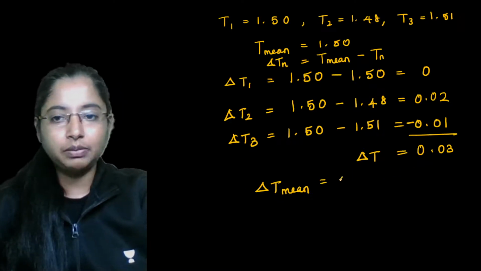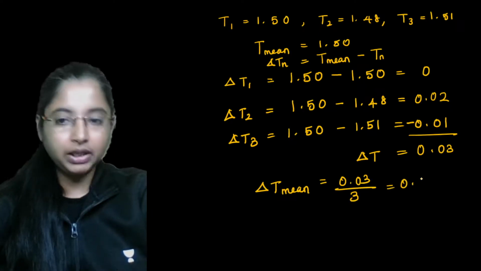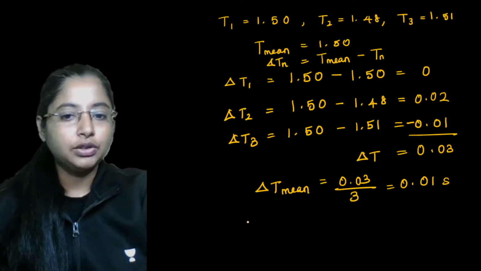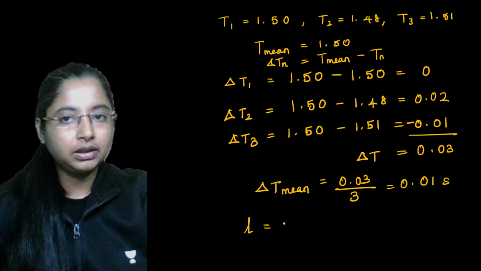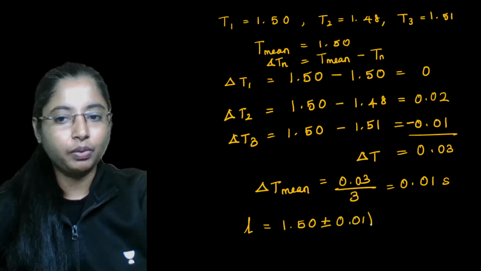And so that's nothing but 0.03 divided by 3. So that ends up being 0.01. Thank you, Akshay. That is mean absolute error. Okay, so from here you can give the answer as 1.5 being the mean value, 1.50 plus or minus, because we are giving up to 2 decimal place values, 0.01 seconds.